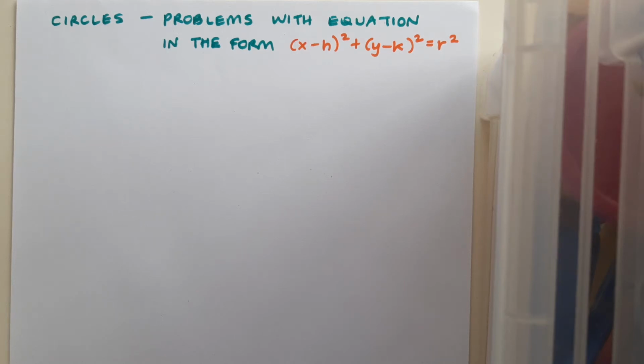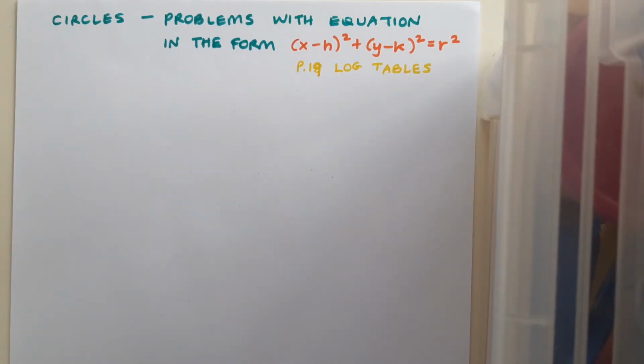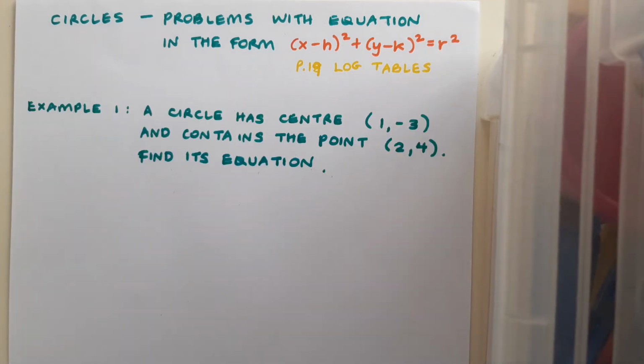This video is about circles, and particularly solving problems with equation in the form (x minus h) squared plus (y minus k) squared equals r squared. And don't forget that formula is on page 19 of the log tables. So here's an example. The circle has centre (1, -3) and contains the point (2, 4).